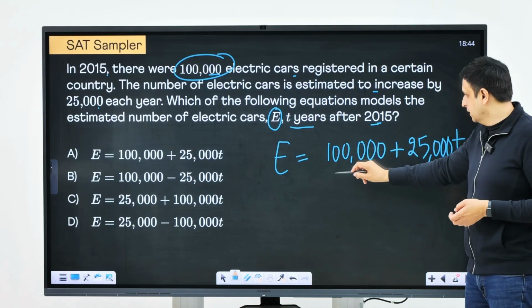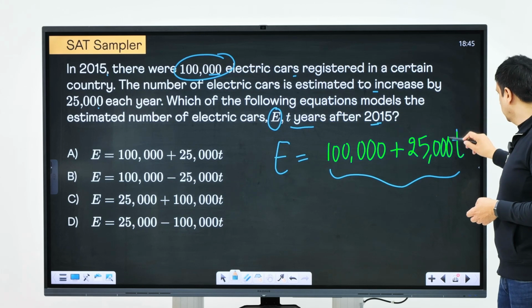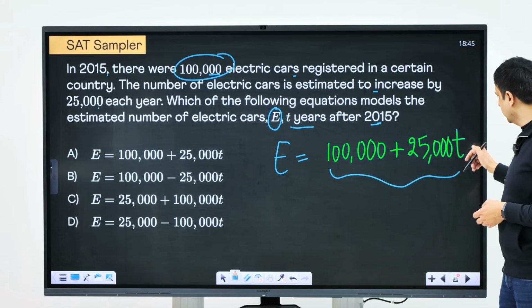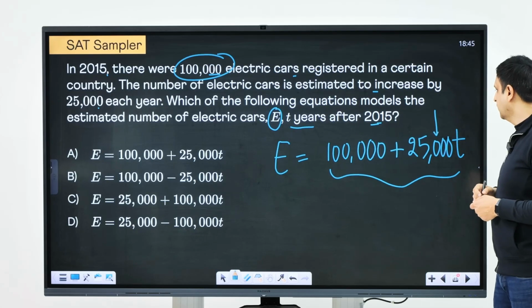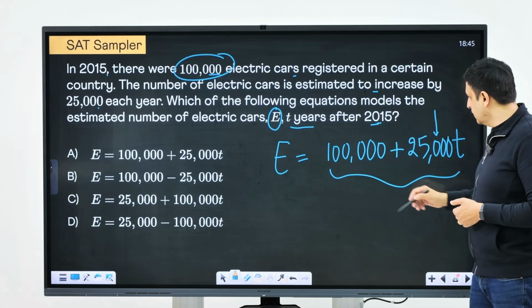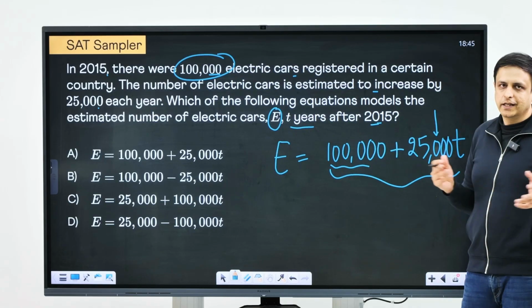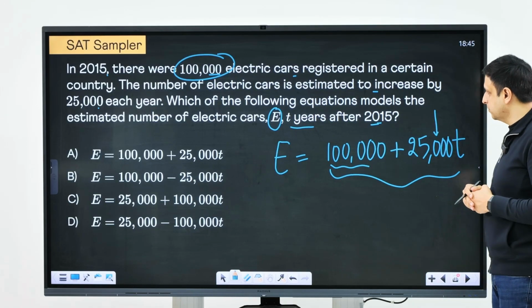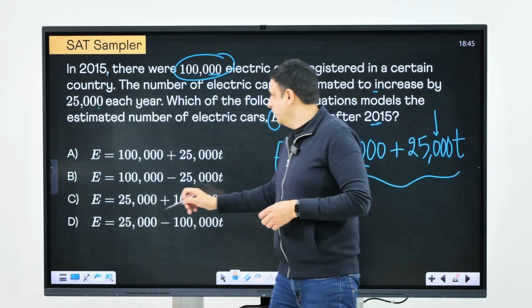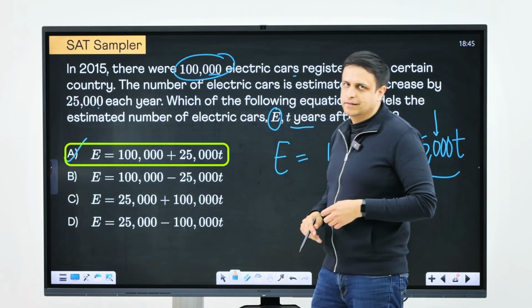As you can see, this is a linear function. The variable E is a linear function of t, and this 25,000 here really represents the rate of change, the increase per year in the number of cars, and 100,000 is our initial value. So that's how you would do this problem. Which option is correct? 100,000 plus 25,000t. So option A is the correct answer.